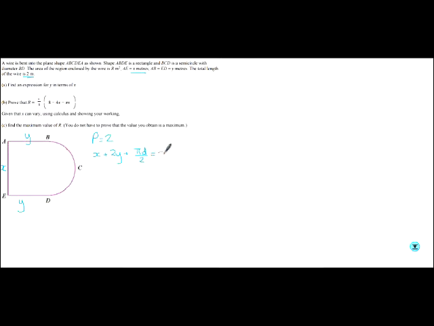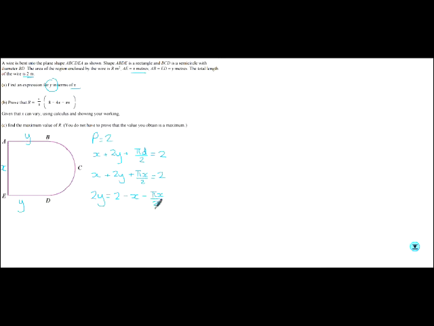And we know that's equal to 2, but we know what the diameter is as well, so let's pop that in. So it's x plus 2y plus, the diameter is x, so it's pi x over 2, which is 2. Okay, so we can do this now. We're just trying to find an expression for y in terms of x. So the y is positive, let's leave it there. Let's get rid of everything else.